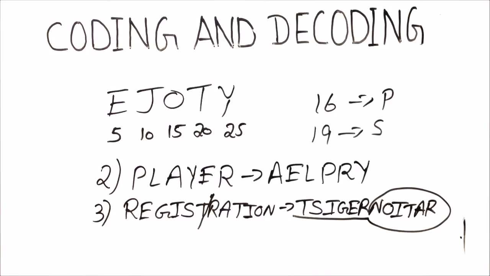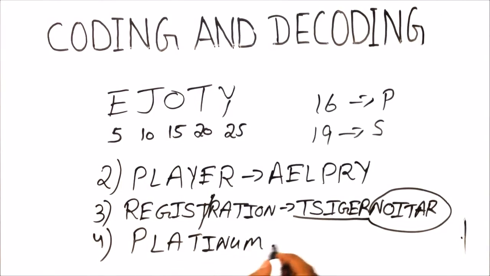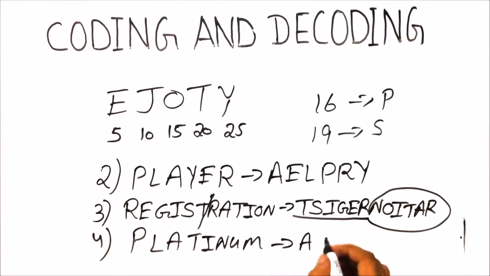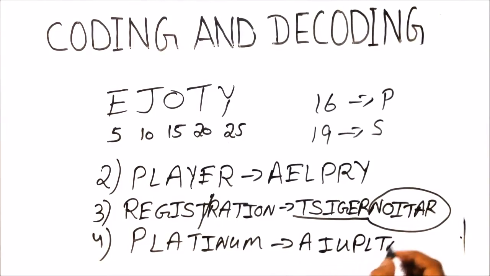There is one more type of question, which is if the word is PLATINUM, and the code for the word platinum is AIUPLTNM. Now try to guess this question in just 10 seconds. Now if you have guessed it correctly, then you must have thought like this. Here AIU are the vowels and PLTNM are the consonants. So here what we have done is we have put vowels first and consonants later, and this is the end of our first pattern.